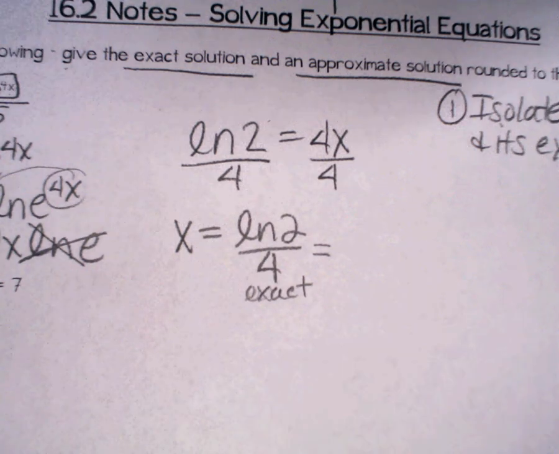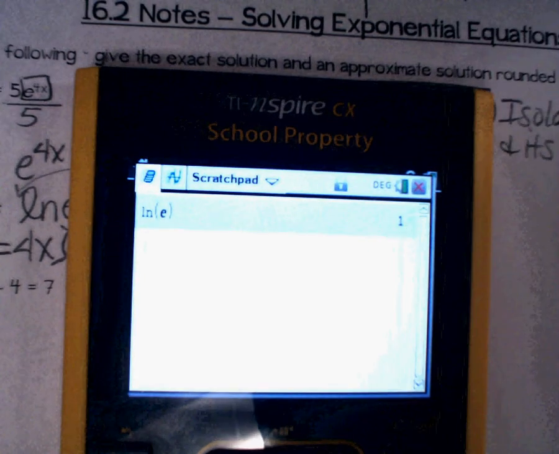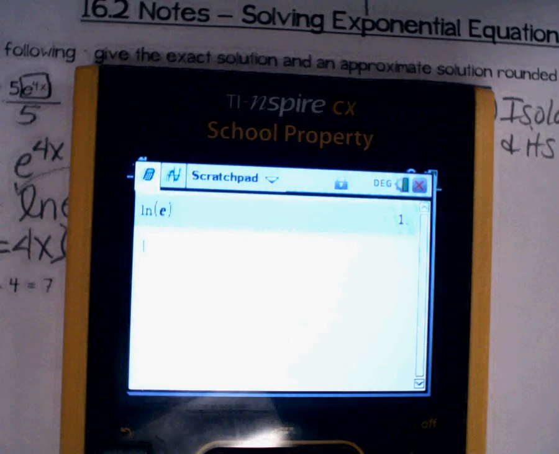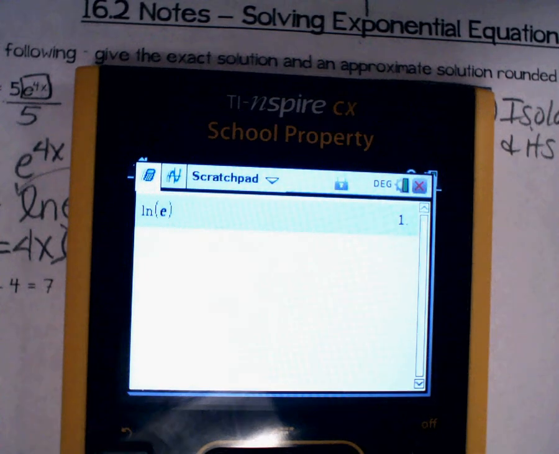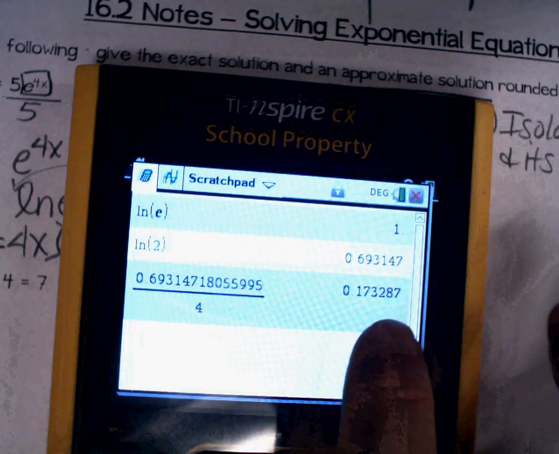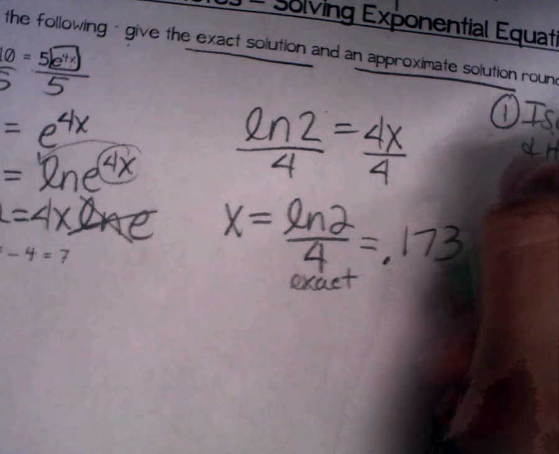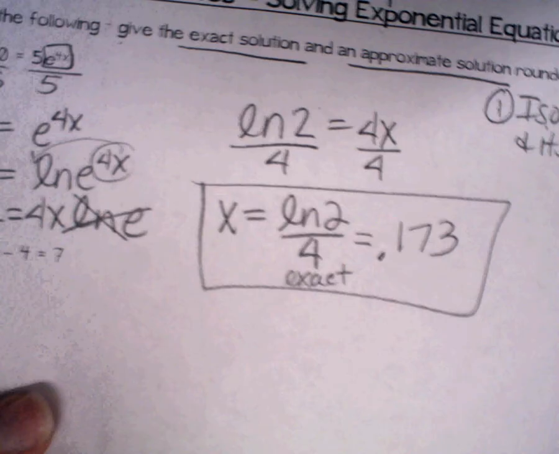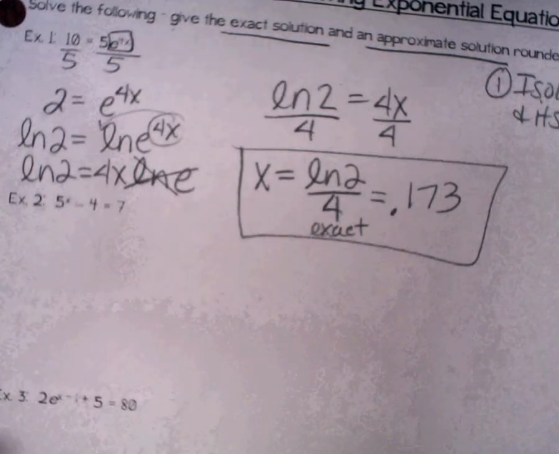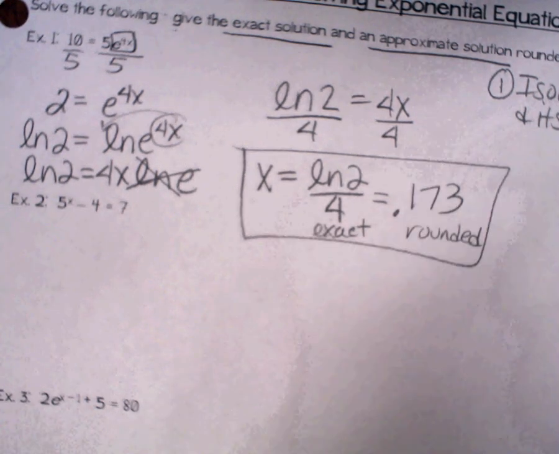Now we'll find the answer rounded to the thousandths place, that's 3 places past the decimal. I take my calculator and type in what I have, ln 2 divided by 4, which is 0.173. You can do that in one step or separately, it doesn't matter. So there is our exact and our rounded answer.